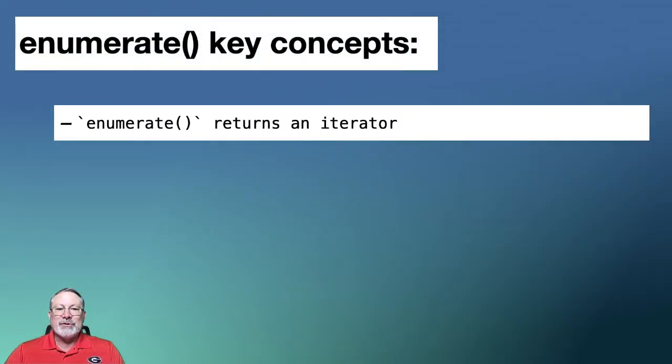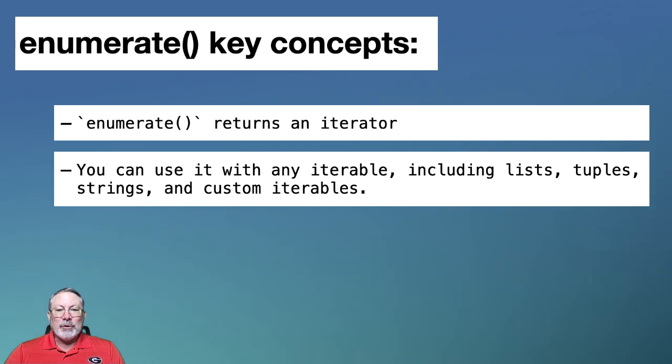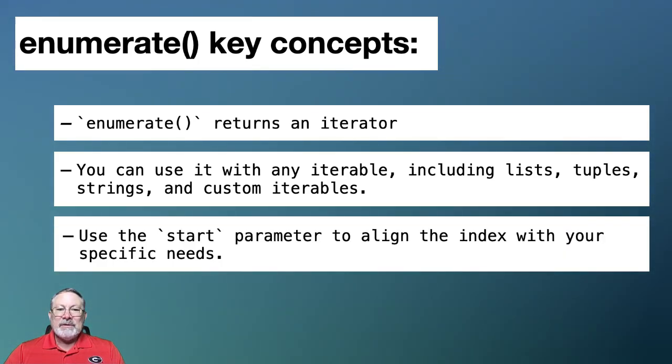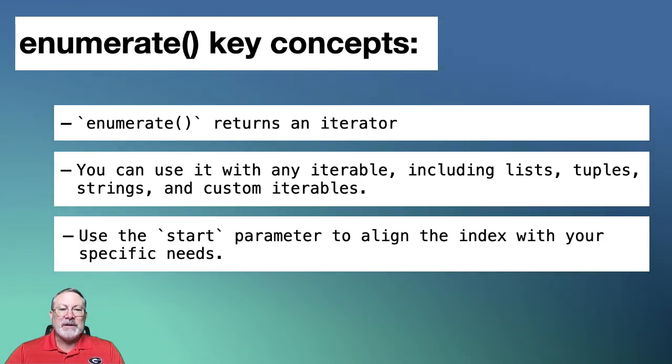The enumerate function returns an iterator, so it works efficiently with large data sets. You can use it with any iterable, including lists, tuples, strings, and custom iterables. And use the start parameter to align the index with your specific needs.